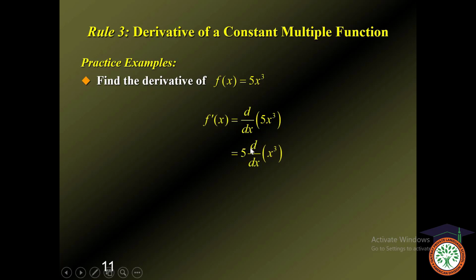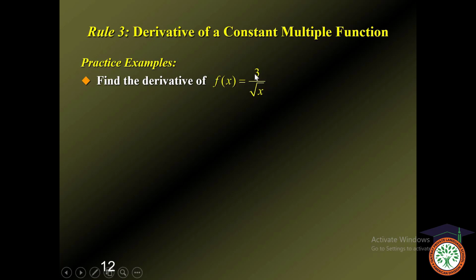I'm going to separate between the 5 and the x power 3. The 5 is a constant, so write it as it is, and then the derivative of x power 3. Drop the exponent to be a coefficient and take 1 from the 3, which is 2. So easy. Now let's remove the brackets: 5 times 3, 15x squared.